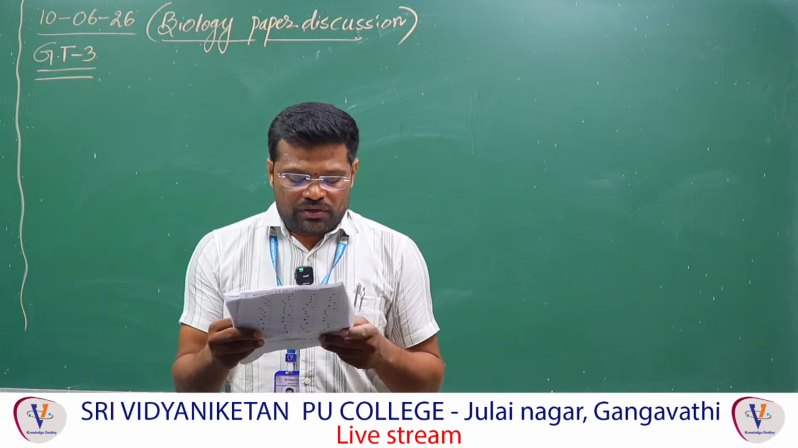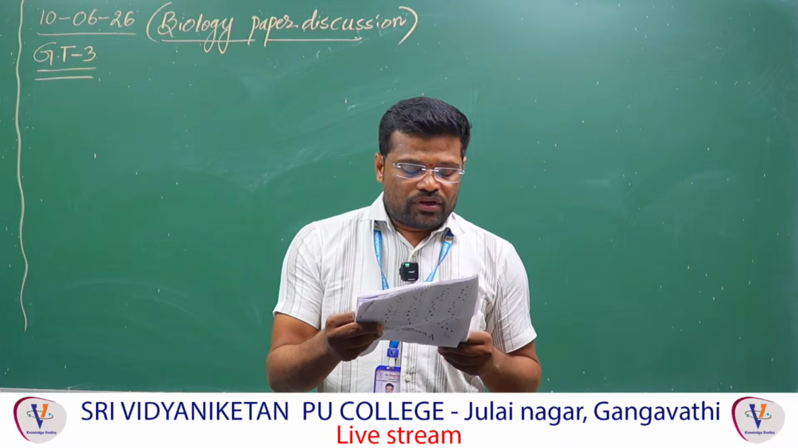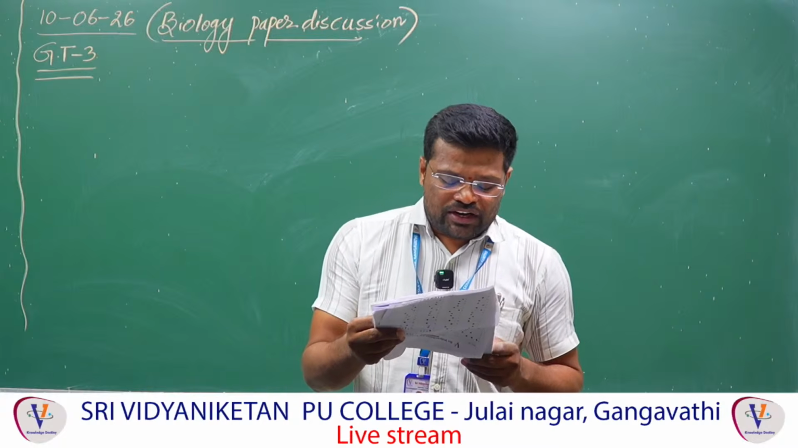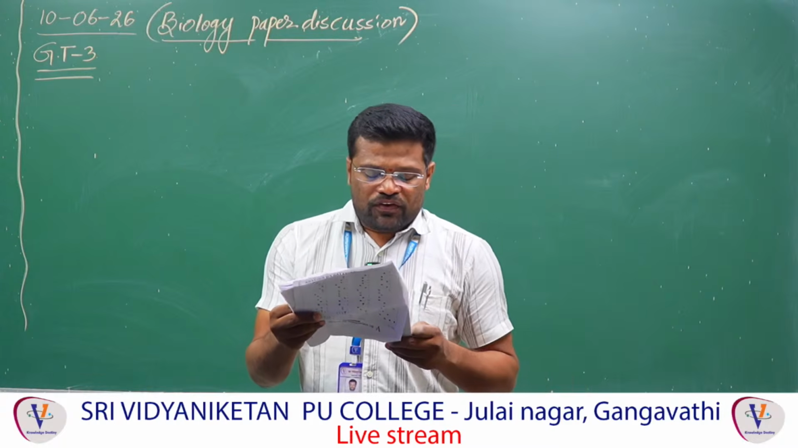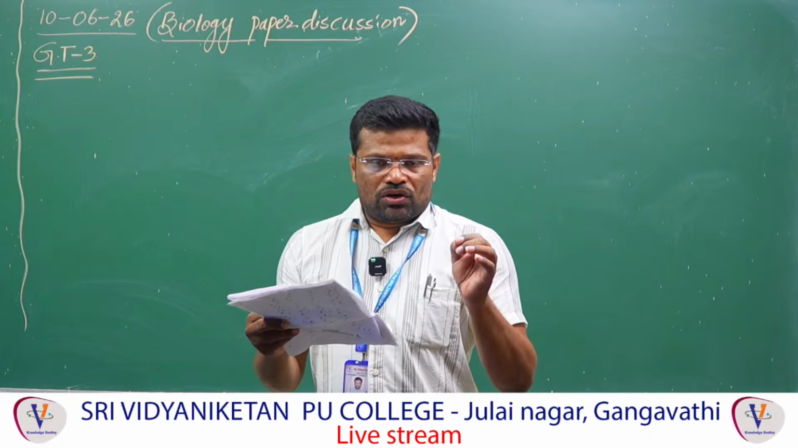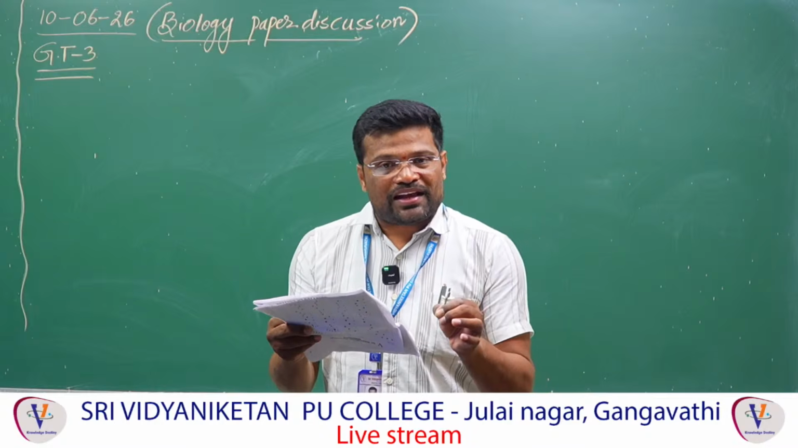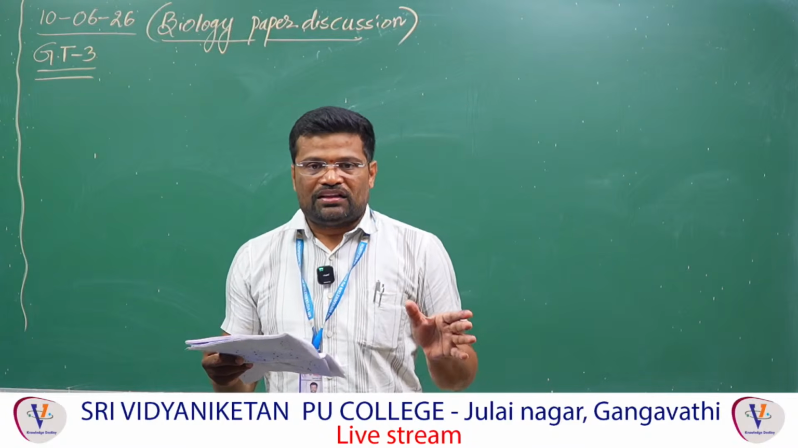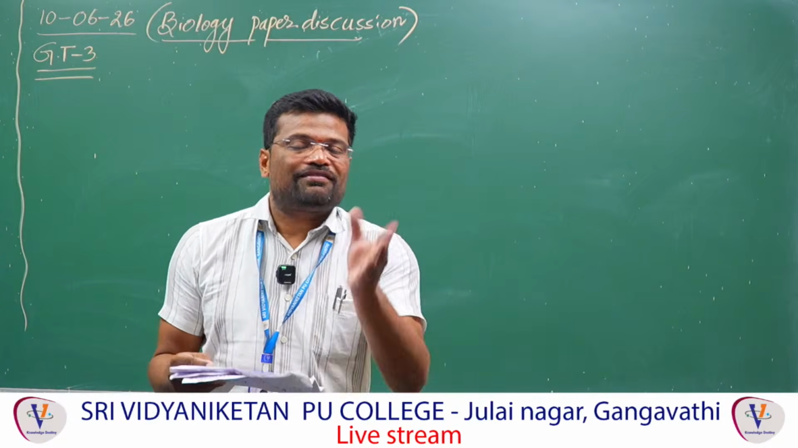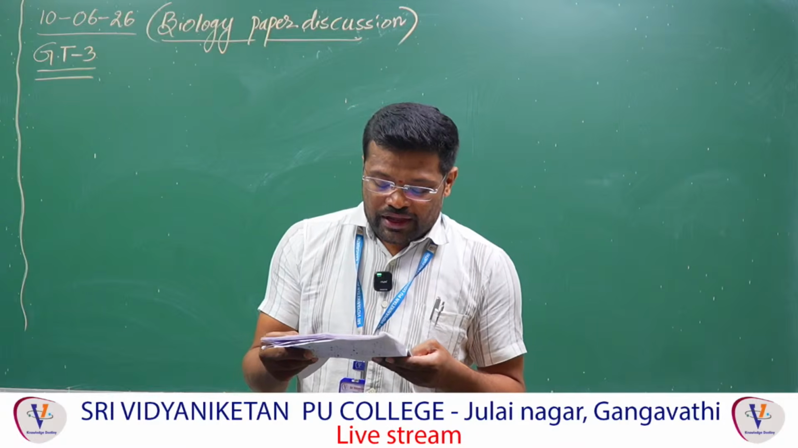Next one. 107. Select the incorrect option. Option 2 is incorrect. Glomerular filtration rate is the amount of blood filtered by heart per minute. Wrong. The amount of primary urine formed by both the kidneys per minute is called glomerular filtration rate. So 2 is incorrect.